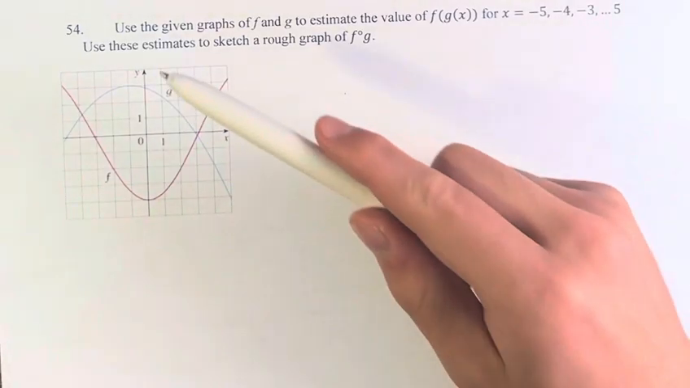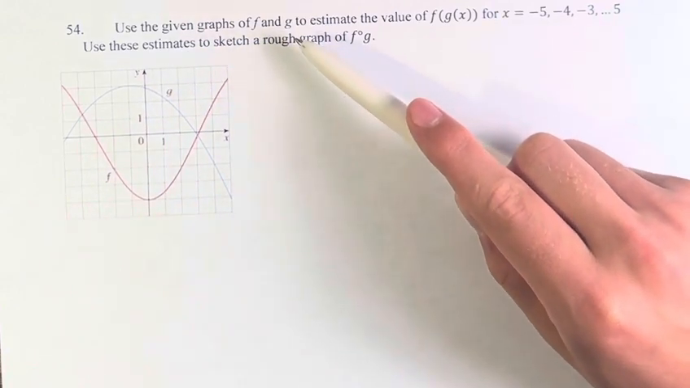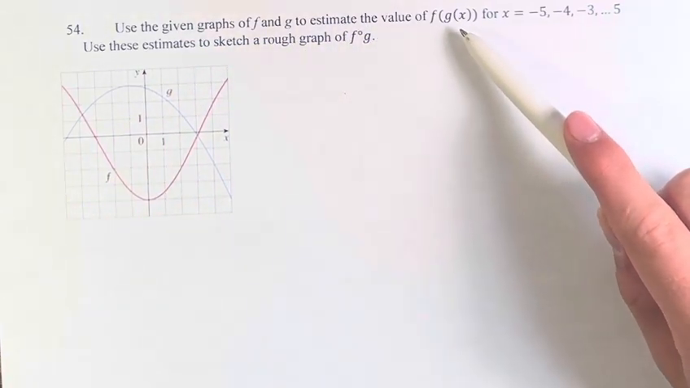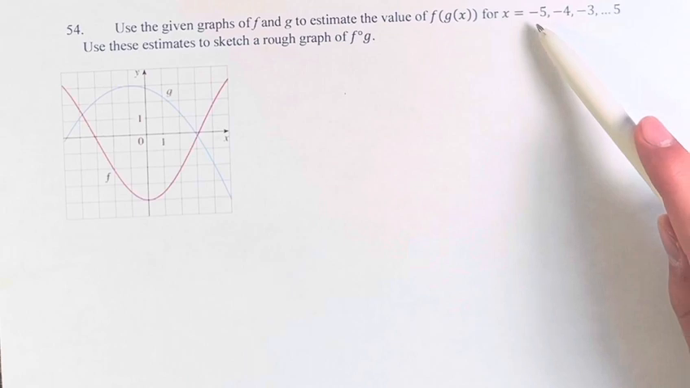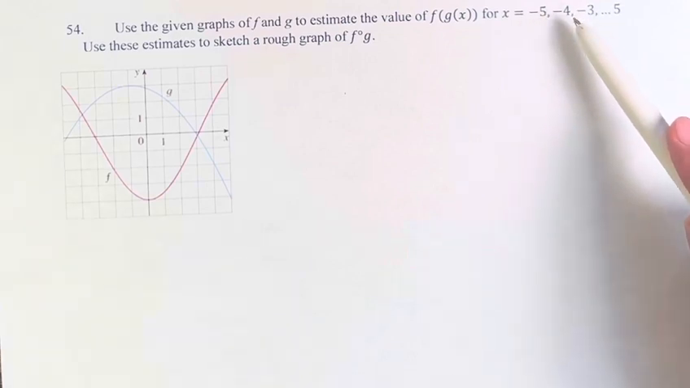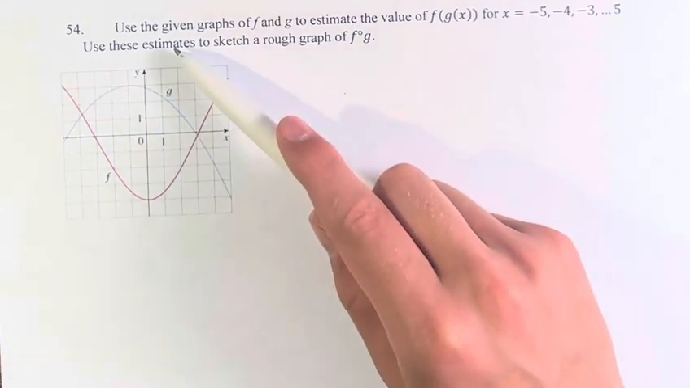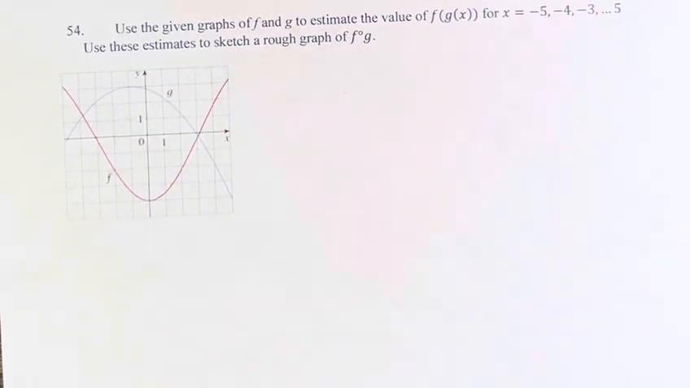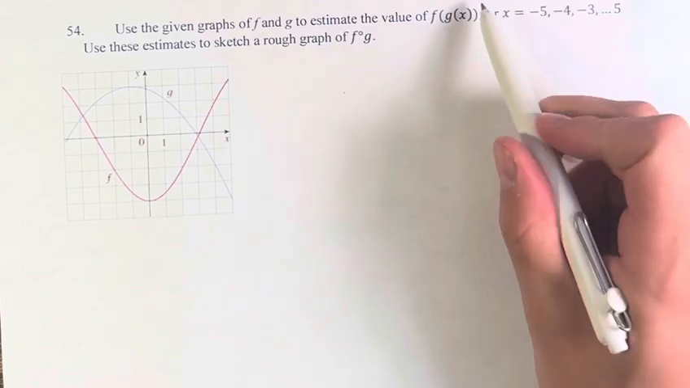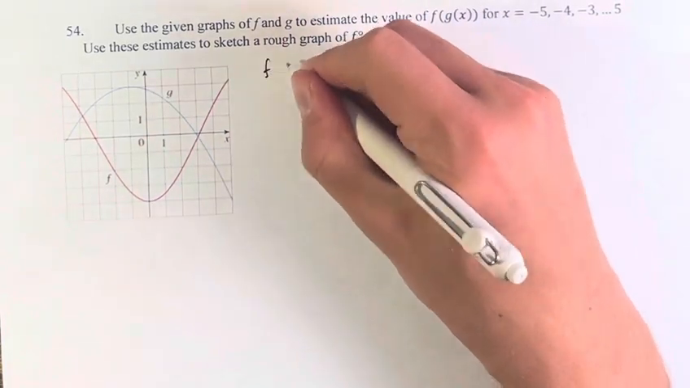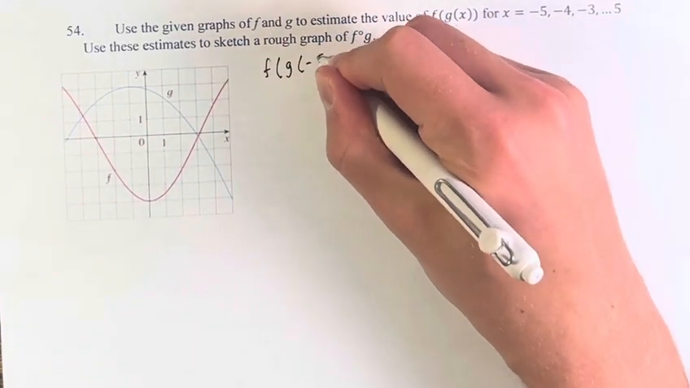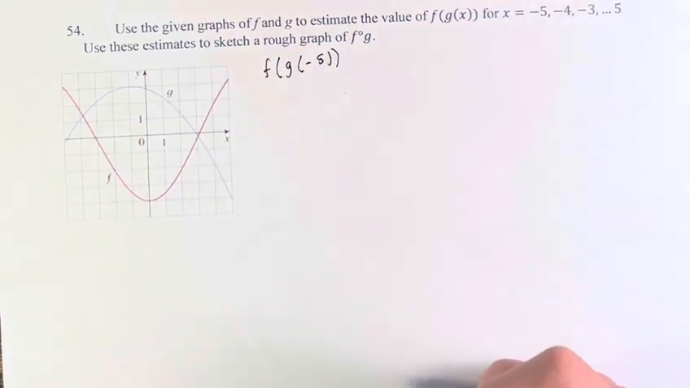In this problem, we're asked to use the given graphs of f and g to estimate the value of f of g of x for x equal to -5, -4, -3, and so on up to 5. Then we have to use these estimates to sketch a rough graph of f of g. For all these values of f of g of x, starting with -5, for example, we have a two-step process.